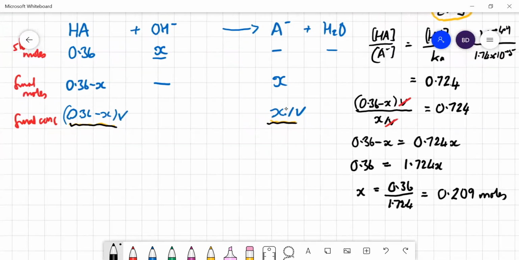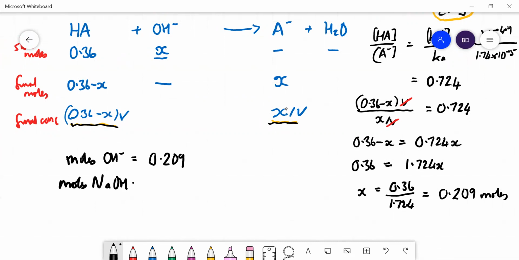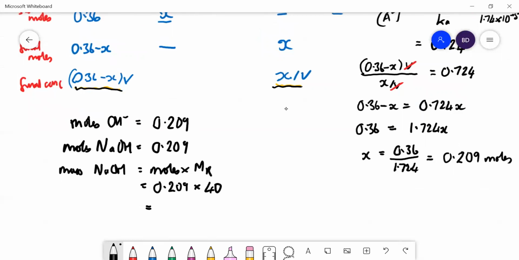So the moles of OH minus is equal to 0.209. So the moles of NaOH is the same, 0.209. The mass of NaOH is moles times MR, which is 0.209 times 40, as 40 is the MR of NaOH, and we get 8.35 grams. 8.35 grams of NaOH. That is our final answer. So that was a little bit of a tricky one there, okay?